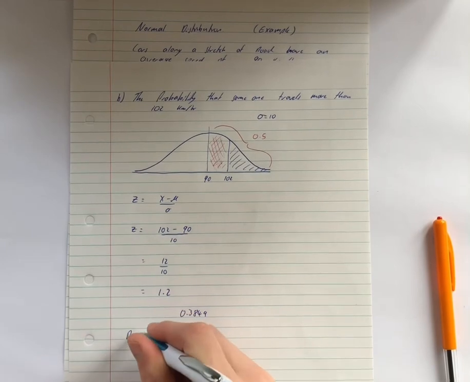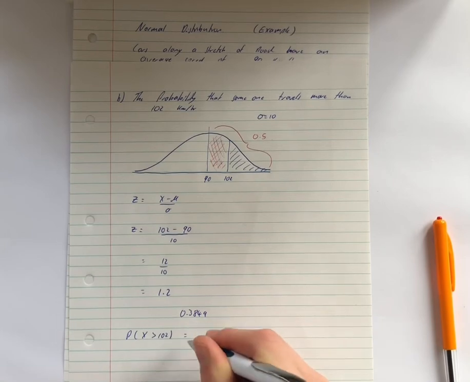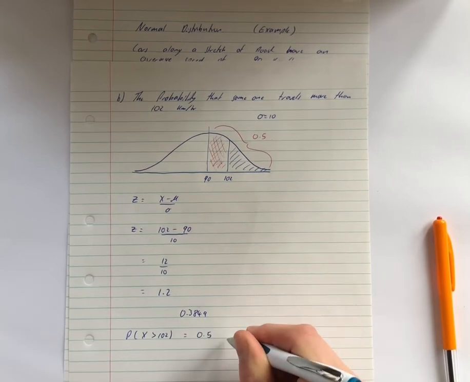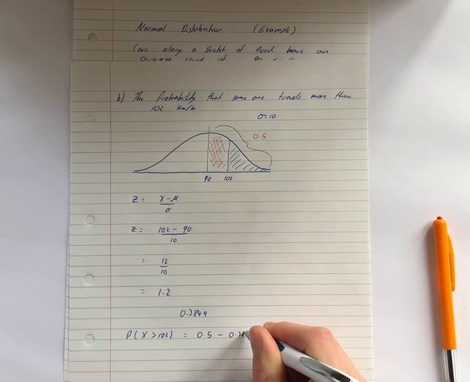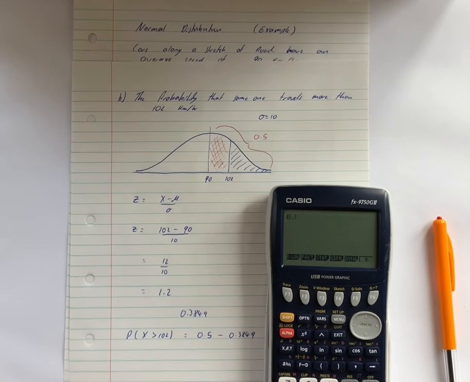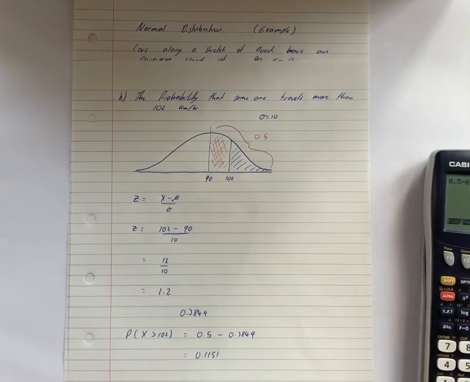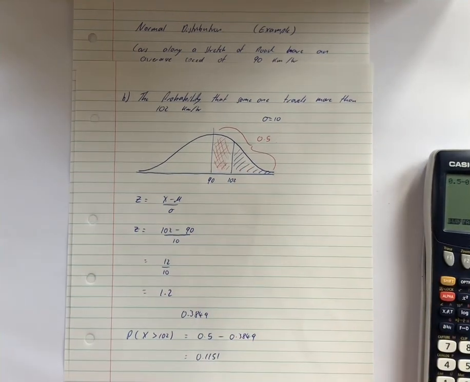So the probability of someone driving more than 102 is equal to 0.5 minus 0.3849. I'll get my calculator to do that. 0.5 minus 0.3849 is 0.1151. So 11.5% of people on that road are travelling more than 102 kilometres per hour. So hopefully that makes sense.